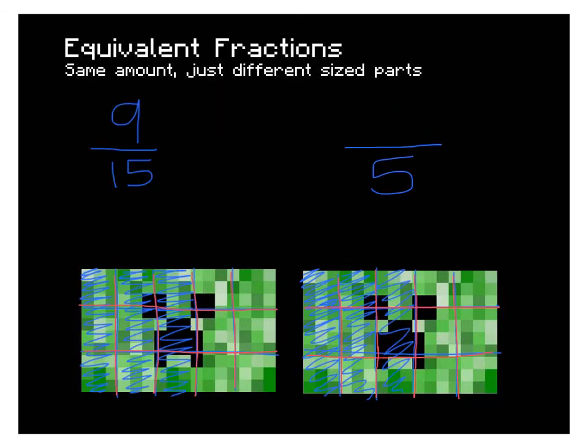In this example, we're going to start with 9/15, and we're going to see how many fifths that is equivalent to. You can see in my first creeper, I have 9 out of 15 parts shaded. I have the same thing in my other creeper as well. And if I want to create 5 parts instead of 15 equal parts, I need to think about how many pieces I need to glue together.